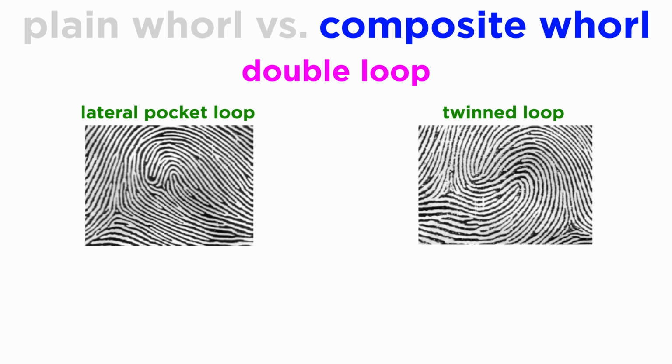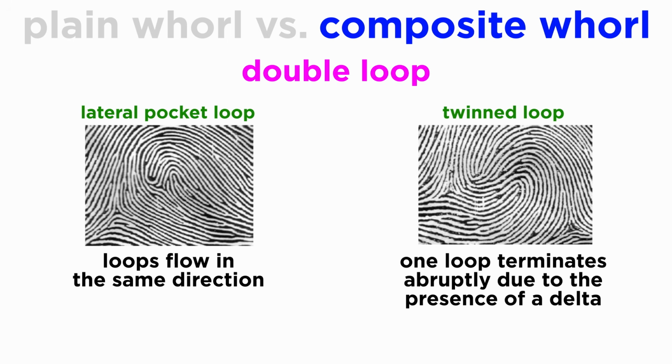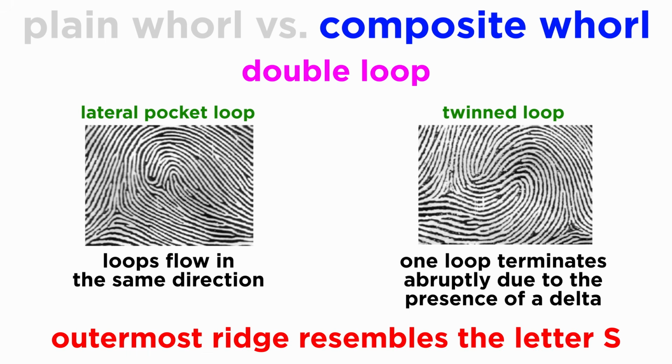The major point of difference in these patterns is that in the lateral pocket loop, the loops flow in the same direction, whereas in a twinned loop, the loops flow in the same direction, but one of them terminates abruptly due to the presence of a delta, as can be seen in the example. If we trace the outermost ridge for both of these, it will resemble the letter S. Therefore, twinned loops are also referred to as an S-shaped pattern.